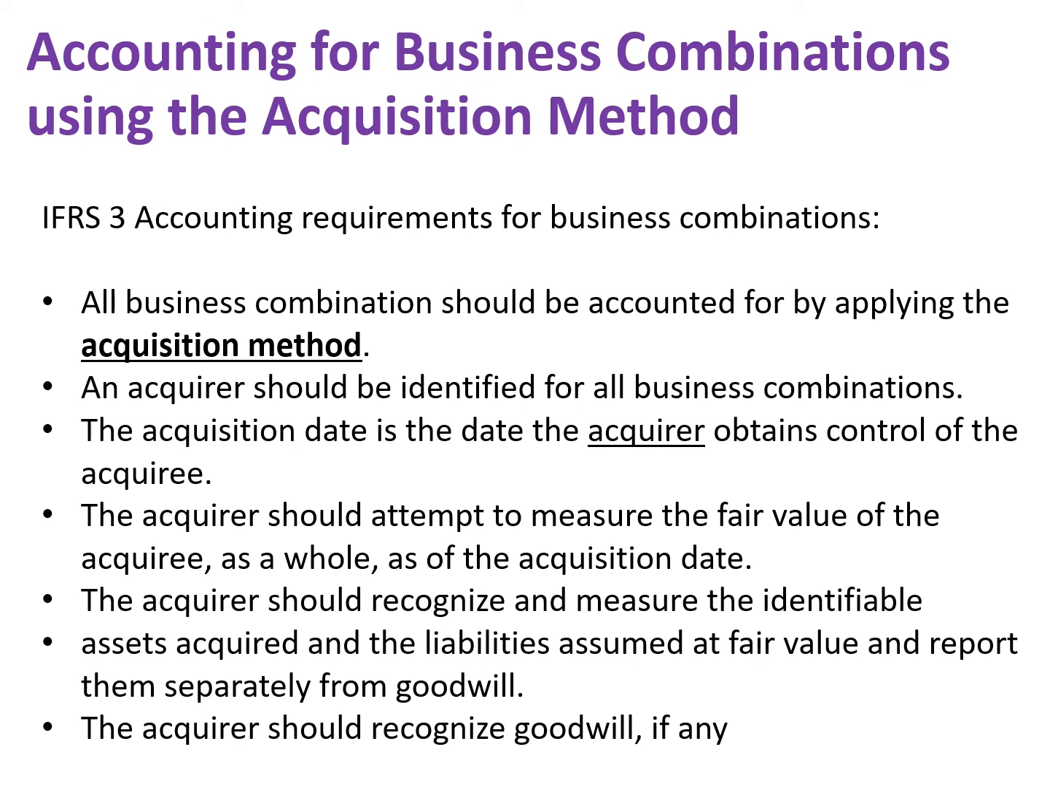IFRS 3 outlines the accounting requirements for business combinations, and the main principles are listed here on this slide. All business combinations should be accounted for by applying the acquisition method, and we're going to be doing an example. An acquirer should be identified for all business combinations. The acquisition date is the date the acquirer obtains control of the acquiree. The acquirer should attempt to measure the fair value of the acquiree as a whole as of the acquisition date.